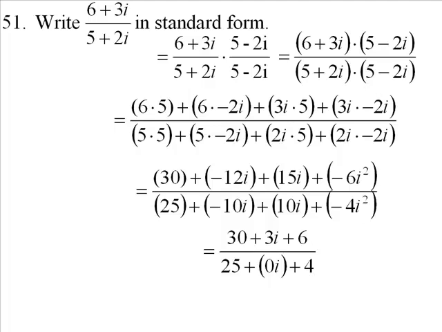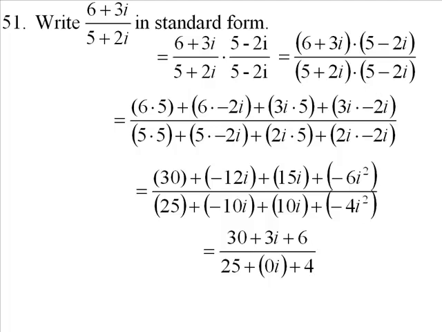On the bottom you have negative 4i squared. I squared is negative 1. So that's negative 1 times negative 4, which is a plus 4. So you have 25 plus 4. Now the numerator, you have 15i minus 12i. That gives you 3i. The denominator is 12i minus 10i is 0i.